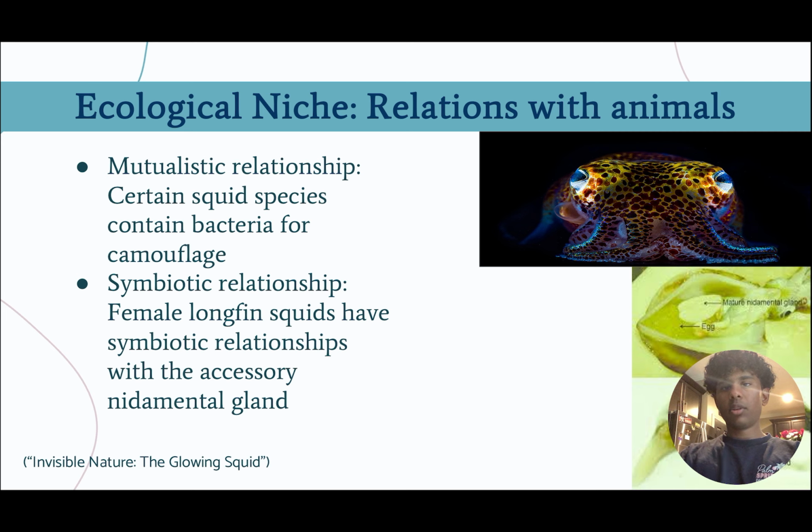Regarding their mutualistic relationship, certain squid species contain a bacteria for camouflage, and certain species of squids, such as the bobtail squids, have a relationship with bioluminescent bacteria. This relationship benefits bacteria and squid as they provide light for camouflage, and squids provide a safe habitat and nutrients.